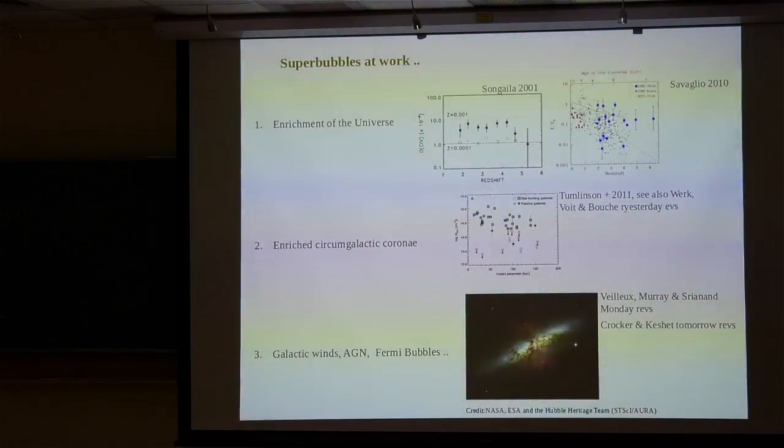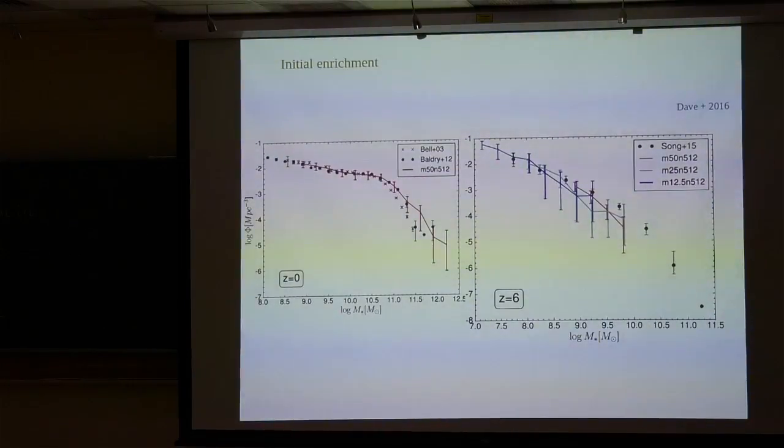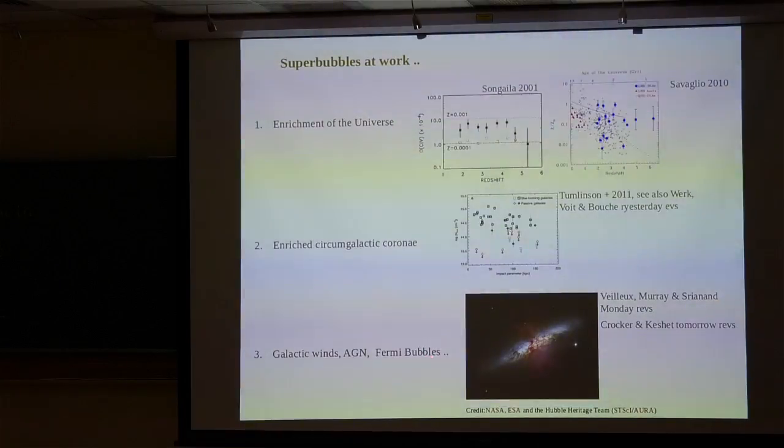There are several issues already very widely discussed here in previous days. These are the enriched CGM corona, first published, as I know, by Tomlinson in 2011, and there were talks yesterday by Boucher, which illuminated this issue very well. Then galactic winds, AGN, and Fermi bubbles, which are seen, for instance, in our galaxy. Galactic winds are represented very well by the galaxy M82. About the AGNs, we were shown by Shiernand on Monday.